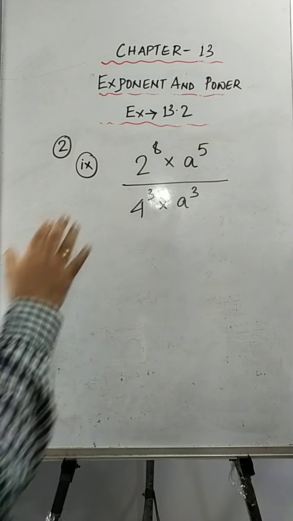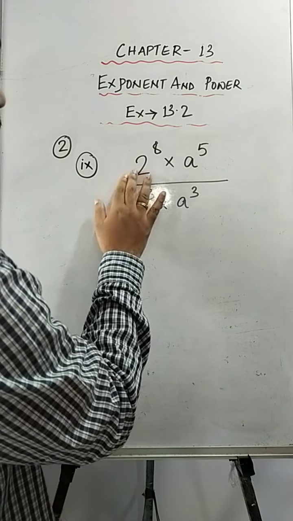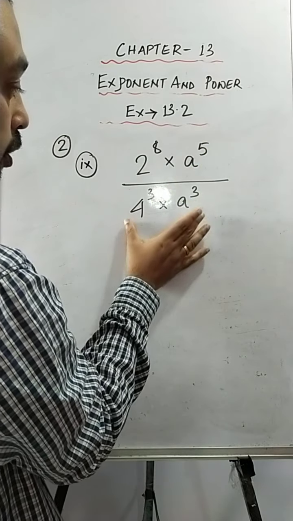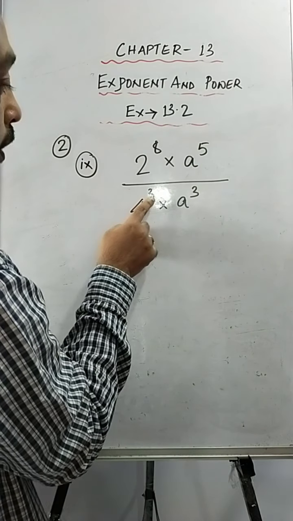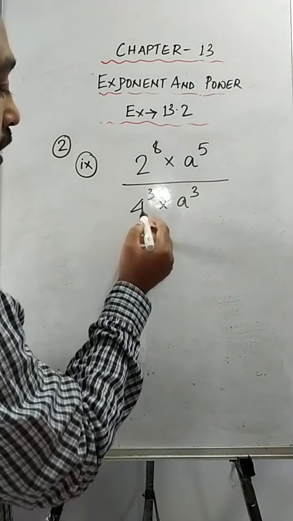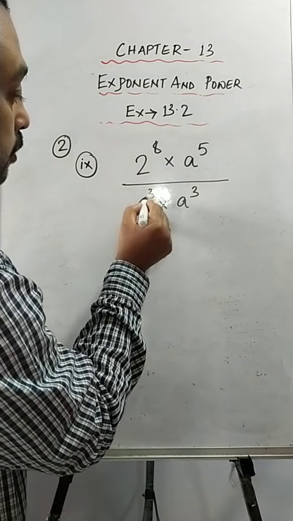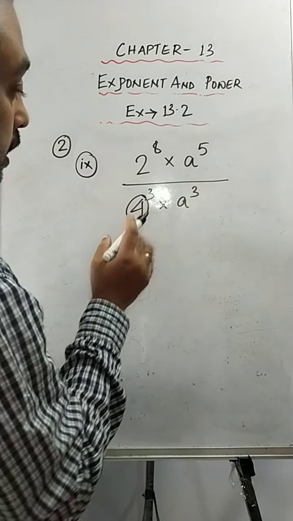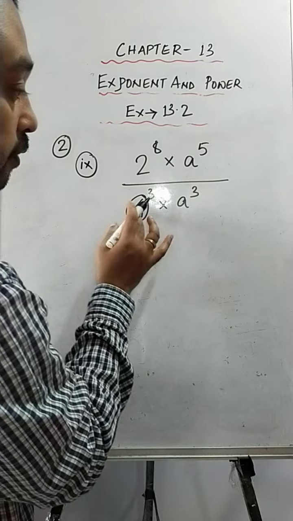Okay, now this is sum number 10: 2 to the power 8 into a to the power 5. In the denominator we have 4 to the power 3 into a to the power 3. So whenever you see any composite number carrying a power, you always try to break this. Fine. Always try to break this. Now, what can we write in place of 4?